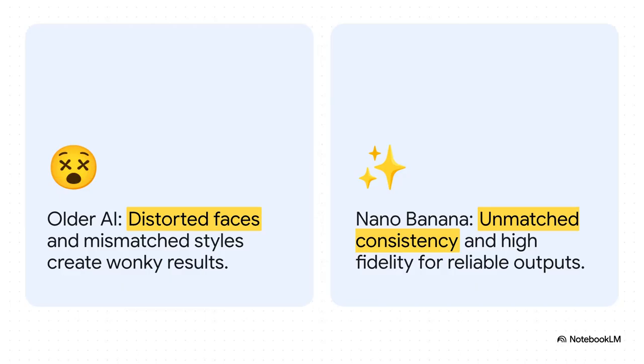And this right here is the secret sauce. This is why everyone is so excited. You know how with older AI tools, you'd ask for a person and get someone with like 7 fingers? Or the style would be all over the place? It was so frustrating. Well, Nano Banana fixes that. It's all about consistency. You get clean, high-quality results that actually look like what you asked for. That alone is a total game changer.